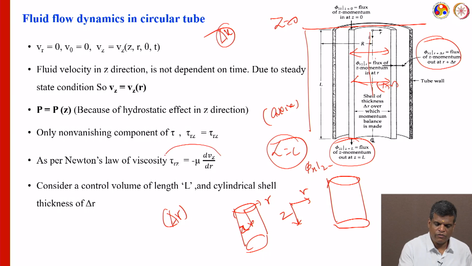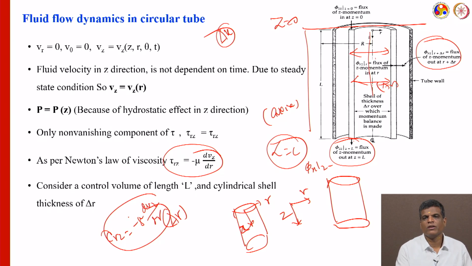Newton's law of viscosity, of course you know, tau r z is equal to minus mu dV z by dr, as we discussed. For the flat plate it was dx, but here it is dV z by dr. Another one is the pressure effect, so P is a function of z, the flow direction.